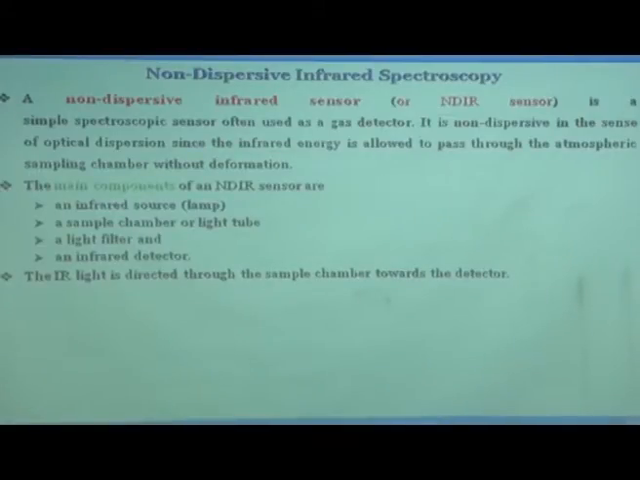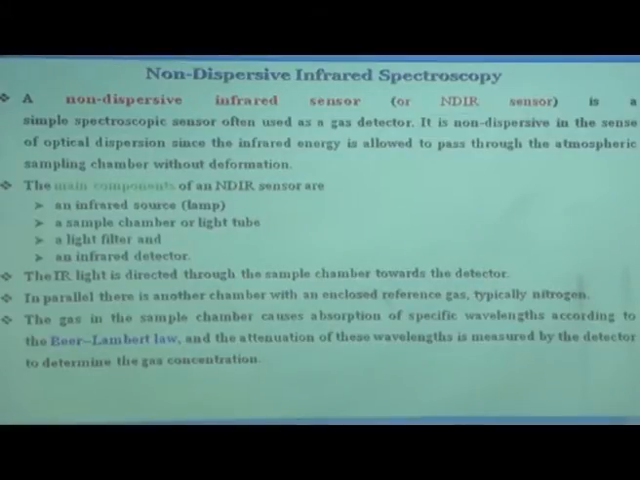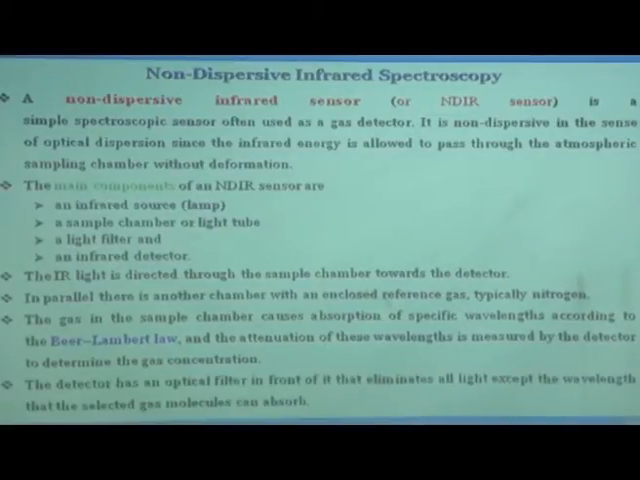So, the IR light is directed through the sample chamber towards the detector, and in parallel there is another chamber enclosed with reference gas, typically nitrogen. So, there is no carbon monoxide or carbon dioxide in it. The gas in the sample chamber causes absorption of specific wavelength according to Beer-Lambert's law, and the attenuation of these wavelengths is measured by the detector to determine the gas concentration.